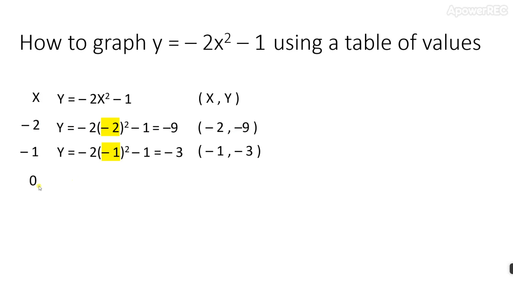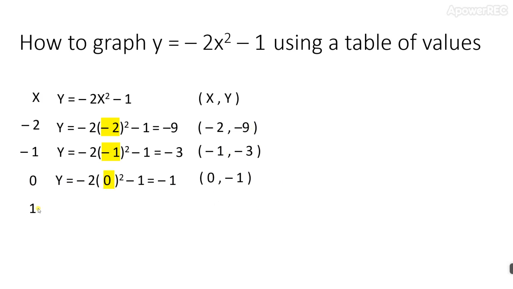And for the vertex at x equals 0, we substitute 0 into the equation. We get y equals negative 2 times 0 all squared, minus 1. Output is negative 1, and the point is 0, negative 1. And you're going to notice a pattern, a symmetrical patterning.